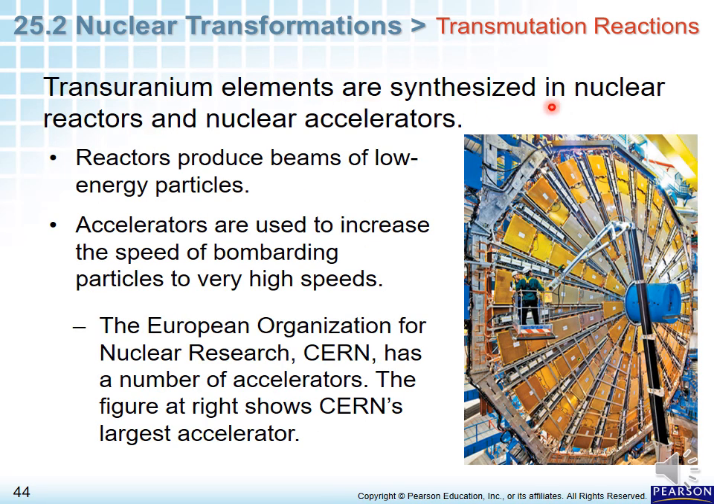Transuranium elements are synthesized in nuclear reactors and nuclear accelerators. Reactors produce a beam of low energy particles. Accelerators are used to increase the speed of the bombarding particles to very high speeds. The European Organization for Nuclear Research, CERN, has a number of accelerators. The figure at the right shows CERN's largest accelerator.